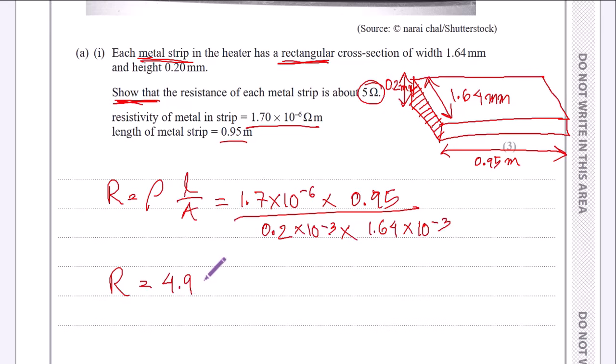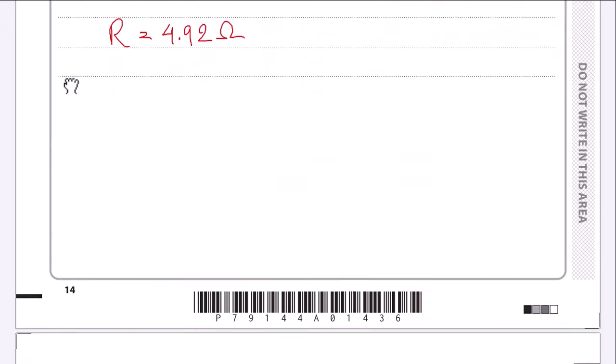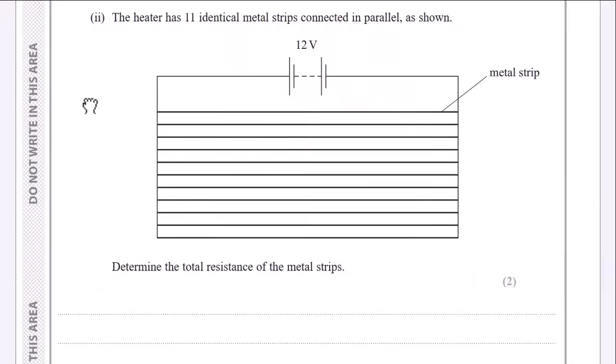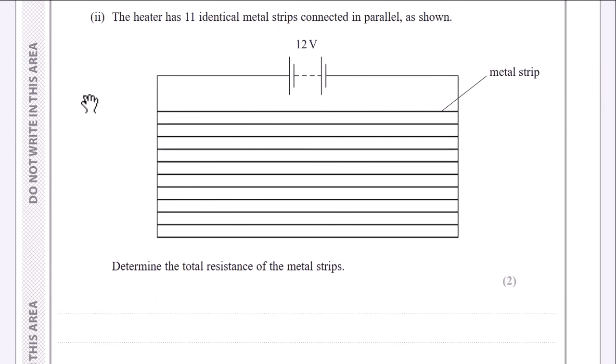So just to be on the safe side, I write down 4.92 ohm. Done. Let's move on to the next part. The heater has 11 identical metal strips connected in parallel as shown. Determine the total resistance of the metal strip. So guys, the keyword that you need to focus on here is identical. Identical is the keyword.